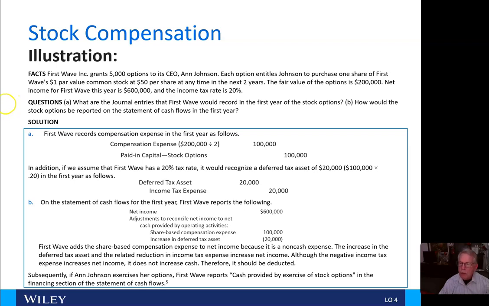So the questions are, Alpha, what are the journal entries that First Wave would record in the first year of the stock options? And Bravo, how would the stock options be reported on the statement of cash flows in the first year? This looks like a good place to stop this video, and when we return, we'll take a look at the solution.